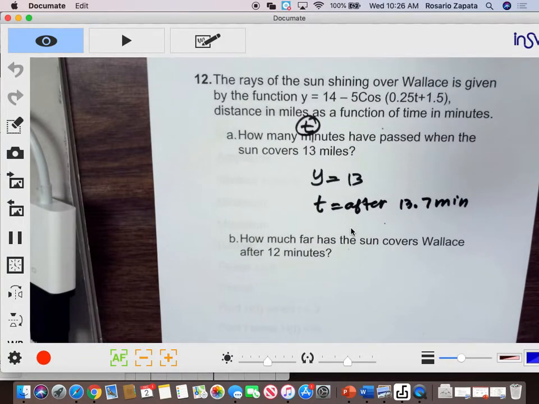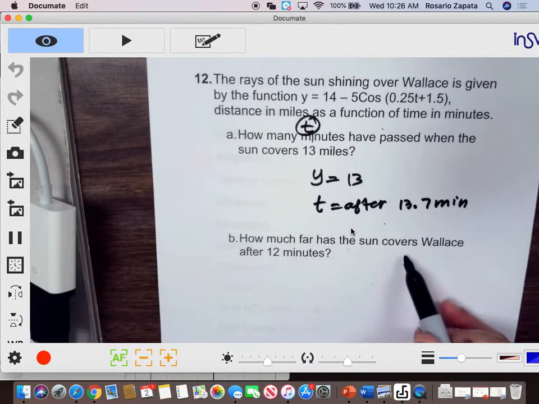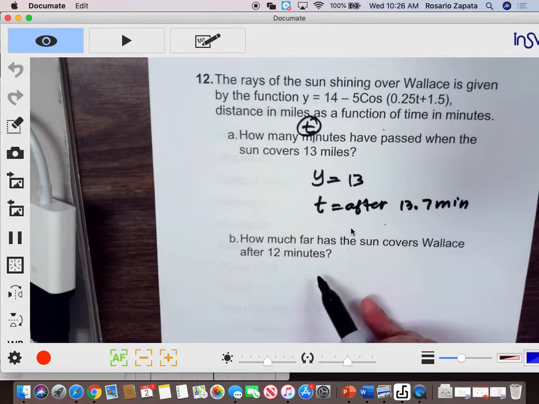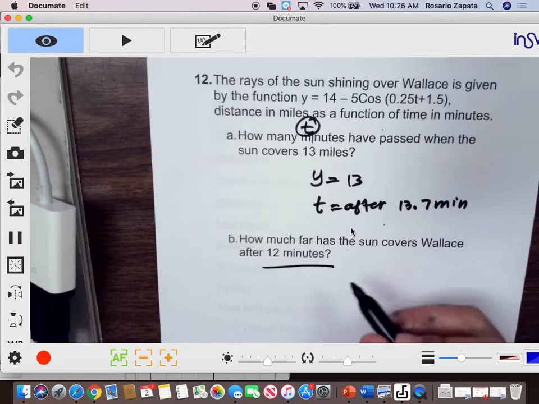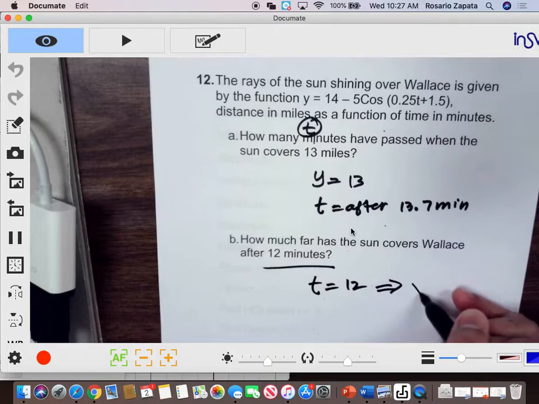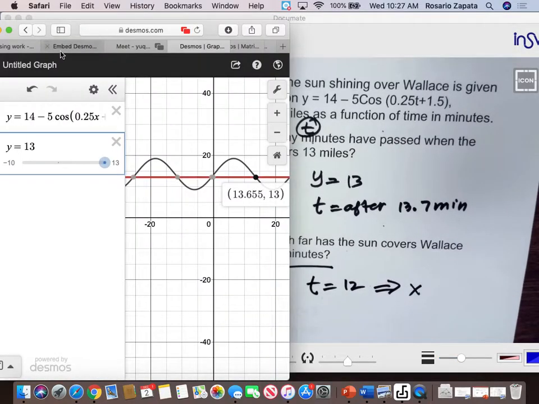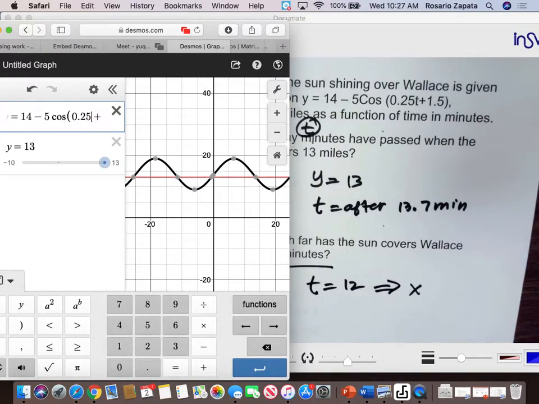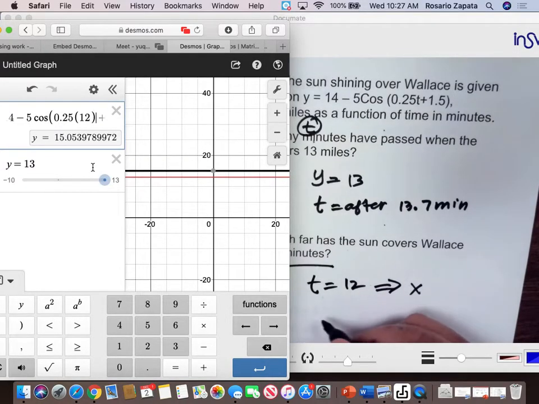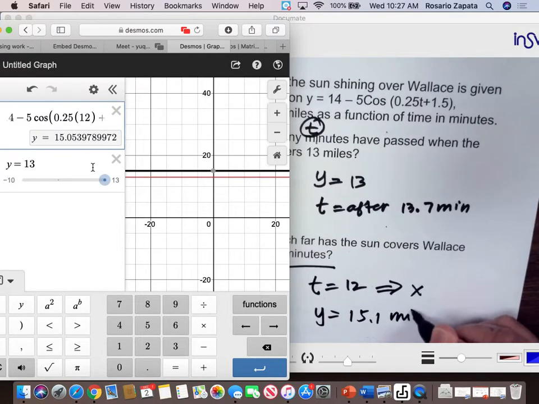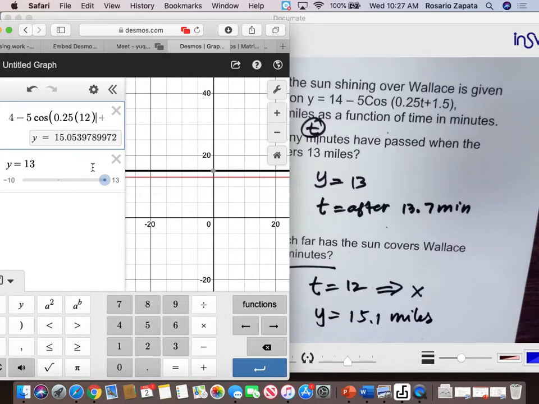How far has the sun covered after 12 minutes? Pardon my grammar, but I'm trying to find how many miles have been covered by the sun after 12 minutes. That's the meaning of that. So our time is 12, which means our x. So we will go back to our graph here, and we just have to change our x by 12. And the answer is about 15.1 miles. So it means that after the sun has shone for 12 minutes, the coverage of the sunshine is about 15 miles. That's the meaning of that.